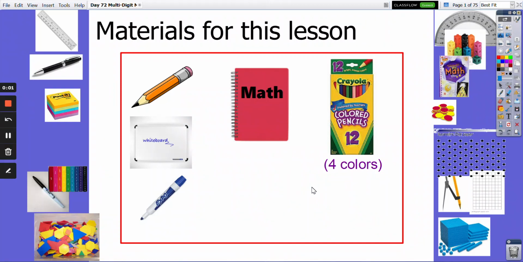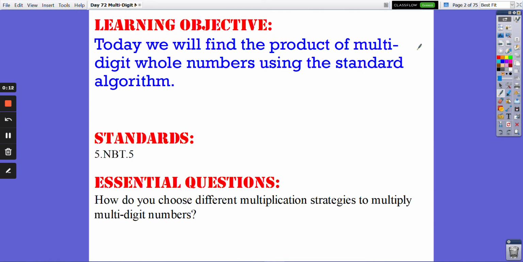Welcome back. At the top of your page, you should see multiply and divide whole numbers, multi-digit multiplication using the standard algorithm. So today we're going to find the product of multi-digit whole numbers, meaning there's quite a few digits there, using the standard algorithm. That's the fast way. That's the way that your parents would have learned when they were growing up. This is the way that you'll probably use the most often when you are doing your multiplication.